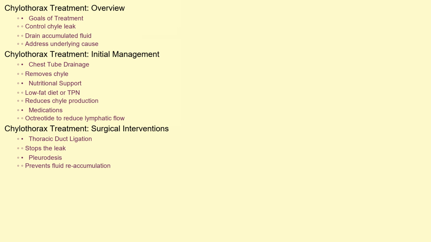The treatment of chylothorax aims to control the chyle leak, drain the accumulated fluid, and address the underlying cause. Initial management often involves conservative measures like chest tube drainage to remove the chyle and nutritional support with a low-fat diet or total parenteral nutrition to reduce chyle production. Medications like octreotide can also be used to reduce lymphatic flow. If conservative measures fail, surgical interventions, such as thoracic duct ligation or pleurodesis, might be necessary to stop the leak and prevent fluid reaccumulation.